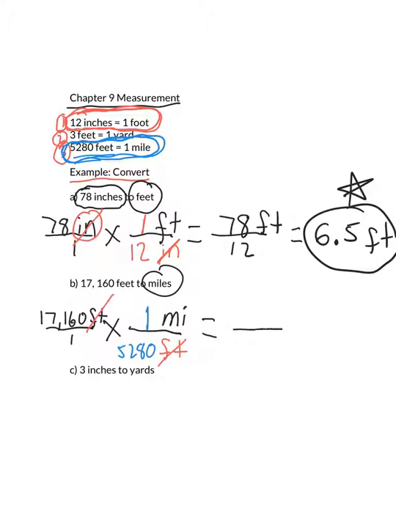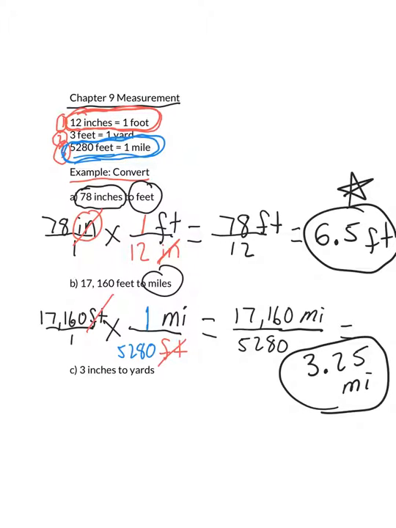Now we just multiply across the numerators and denominators. So on the top, we got 17,160 times 1 mile for 17,160 miles. In the denominators, we got 1 times 5,280 for 5,280. Divide out on your calculator, 17,160 divided by 5,280. And as you try that, you should be getting 3.25 miles as your final answer.